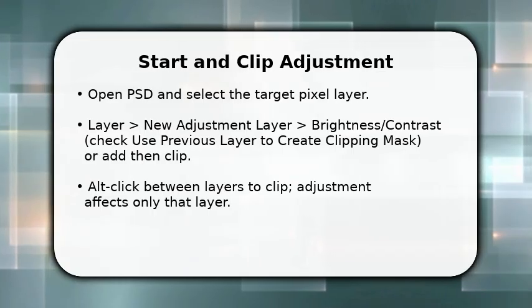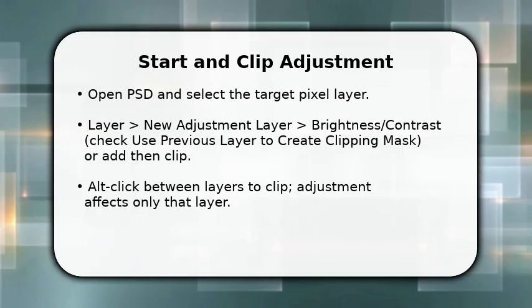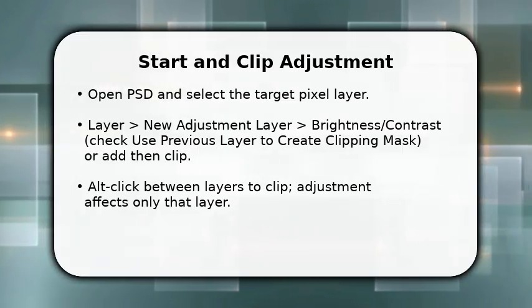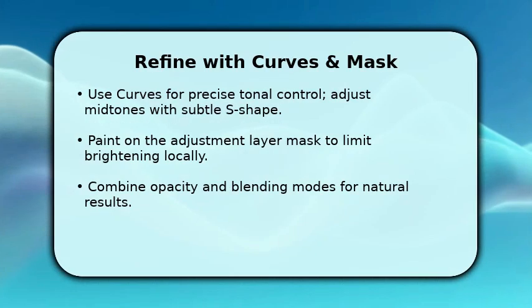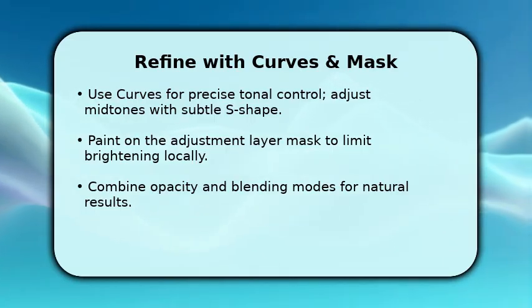This ensures the adjustment applies only to that layer, not the whole document. You're doing this to preserve non-destructive edits and keep global color balance intact as you begin tweaking brightness. Now refine the brightness using curves for more control. Lift midtones gently or create a subtle S-shape to retain contrast while brightening.